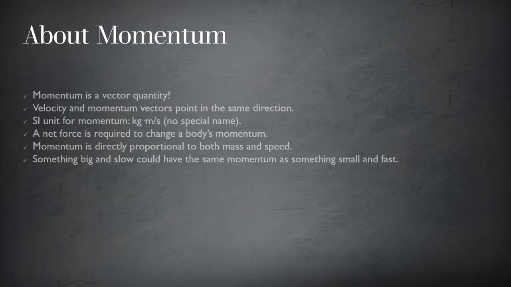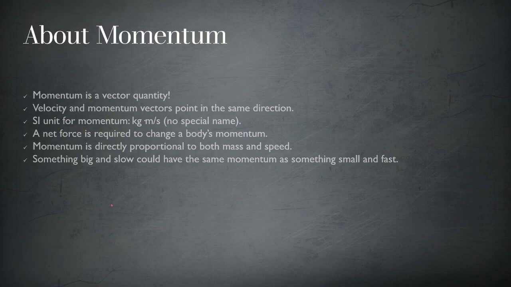First, it is a vector quantity, so it has a direction, and of course it has a unit. Velocity and momentum vectors point in the same direction. The SI unit for momentum is kilogram meter per second, and a net force is required to change a body's momentum. Momentum is directly proportional to both mass and speed.